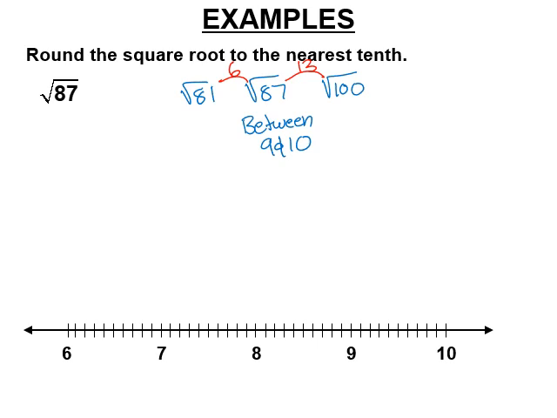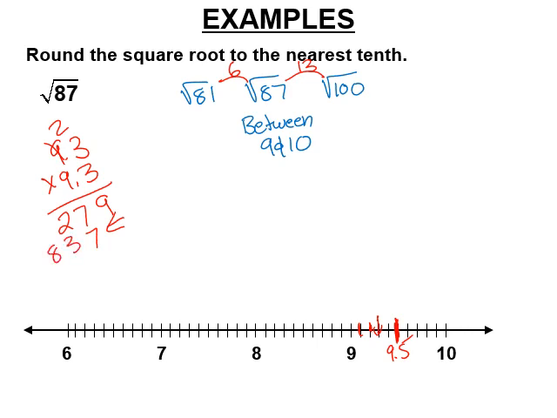We're clearly closer to 9, but we're not way down at 9.1 or 9.2, right? We're closer to the middle than we've been. So let's try 9.3. It may not be right. We may have to do a second guess. 3 times 3 is 9. 3 times 9 is 27. 3 times 9 is 27. 9 times 9 is 81. Plus 2 is 83.